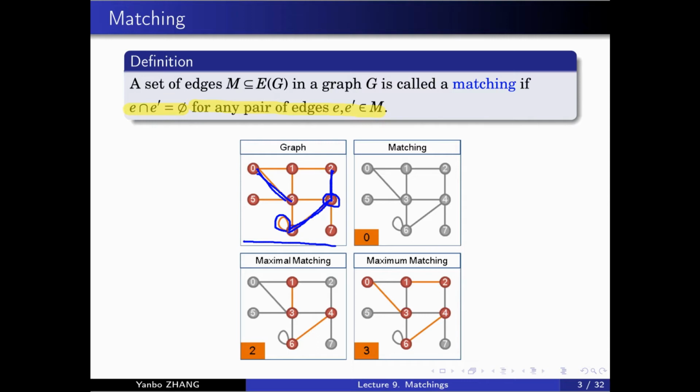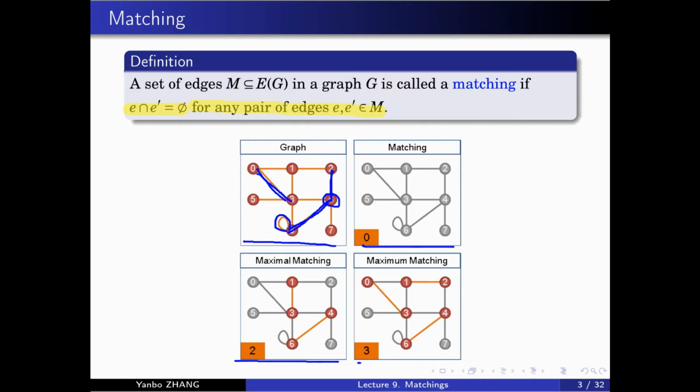The upper right graph shows a trivial matching. This is a trivial matching because it's a matching which contains 0 edges. The lower left graph shows a maximal matching. The edges 1, 3 and 4, 6 form a matching which is maximal because you cannot obtain a larger matching by adding edges. If you add any edge to this matching, it is no longer a matching.